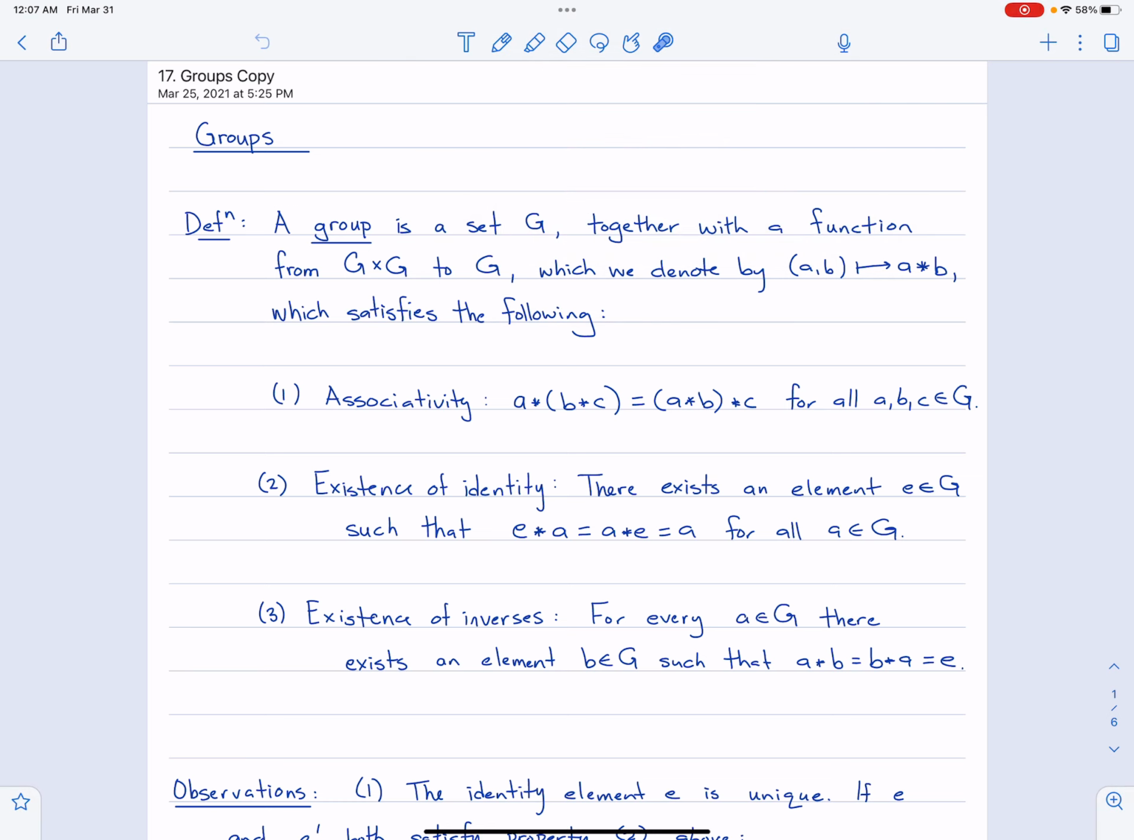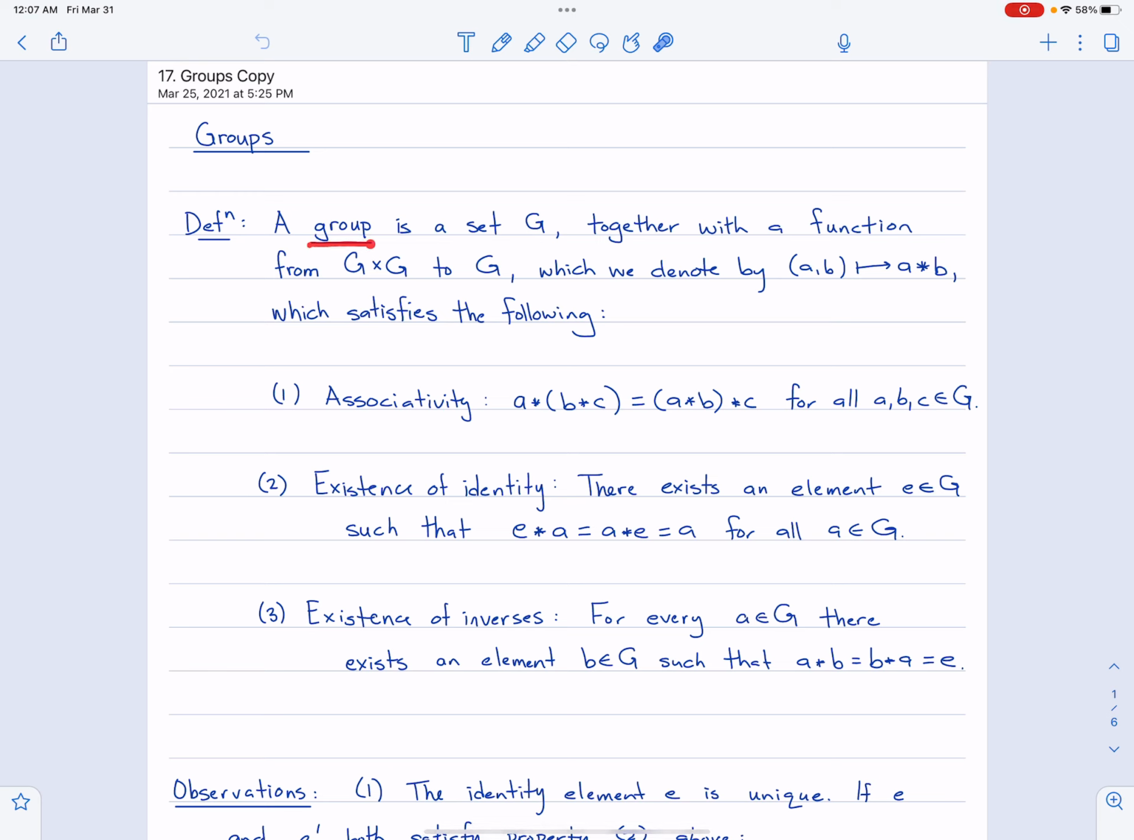Let's just jump in with the definition. So a group is a set, okay? But along with it just being a set, there is an operation. We can think of it as an operation that takes pairs of elements in the group and combines them to give a new element in the group, okay?